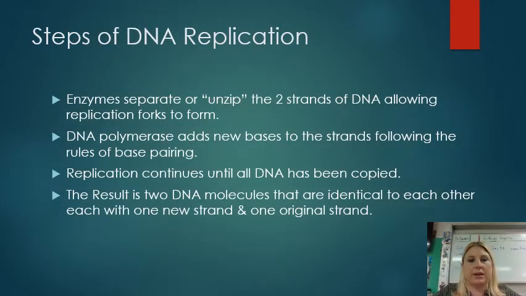We want to talk about DNA replication. What happens in DNA replication? Our double helix gets unzipped, forming these things called replication forks. So it actually opens up. DNA polymerase, which is a special enzyme, adds new bases to the strands following the base pairing rules: A's with T's and G's with C's. This happens in multiple steps in the eukaryotic cell until all of the DNA is copied.